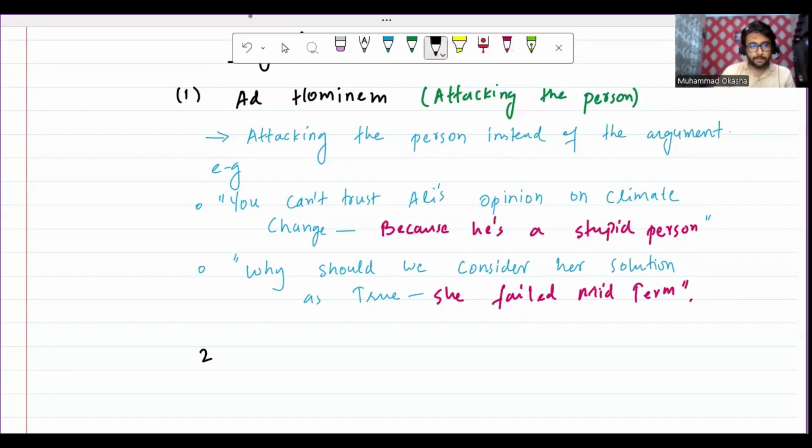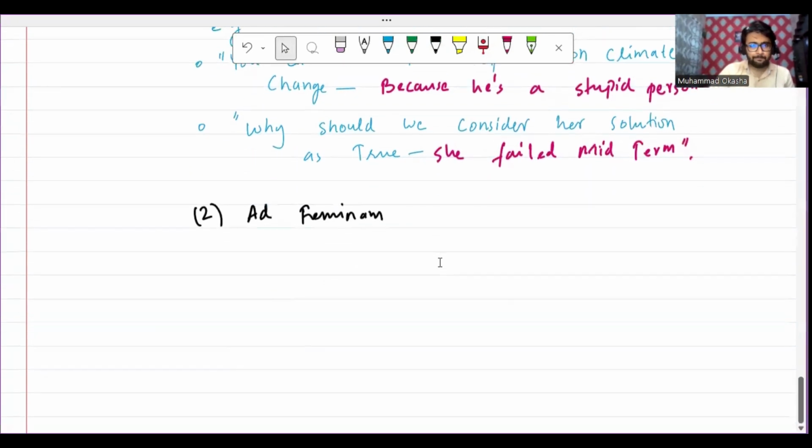The other one, and I think girls would relate to this a lot, is called ad feminam. And ad feminam means that you attack something just because it is said by a woman. Because it is said by a woman, you instantly reject it. This is called ad feminam, right? This is not a very official logical fallacy, but it is again very, very common.